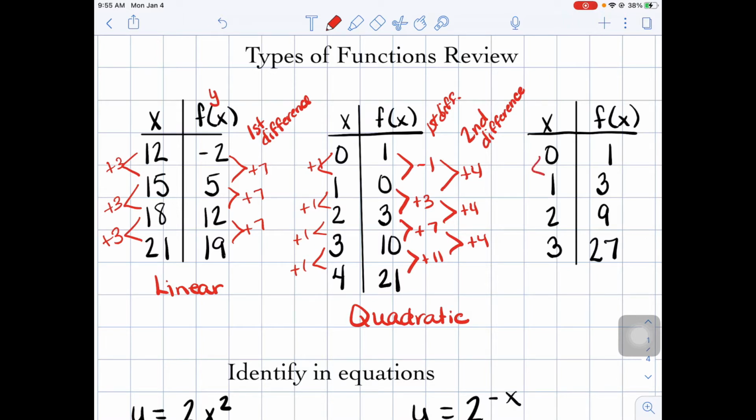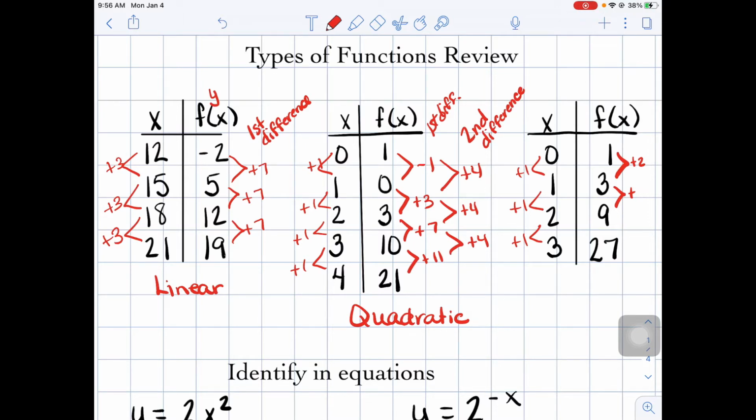So we have 0 to 1, this is +1, 1 to 2, +1, 2 to 3, +1. So that's consistent. Now let's go here. 1 to 3, if we think about adding, we get +2, 3 to 9, +6, 9 to 27. Automatically I know it's not going to be consistent. If I go to a second difference, I'm going to notice that's not going to work either. There's not going to be a second difference. So if I don't see a first that's the same and I don't see a second that's the same, then I have to think, what did I do to multiply to get this?